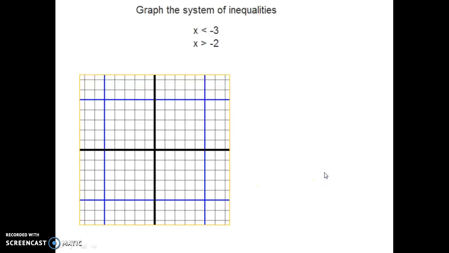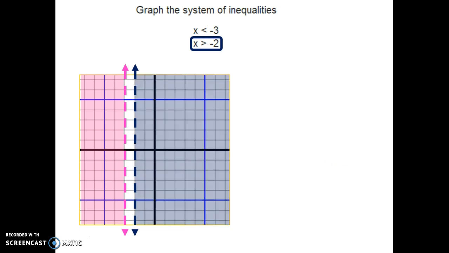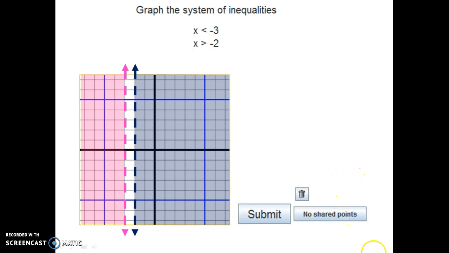But what if we had x is less than negative 3 and x is greater than negative 2? So now again we're going to go through that x equals negative 3, but this time we want x less than that, so we're shading to the left. And then we have x is greater than negative 2, so we go through our vertical line through negative 2. We want everything to the right of that because we're greater than, and now we don't have any overlap. In this case, we have no shared points. So this is what we would want to select if we're graphing this in Get More Math.